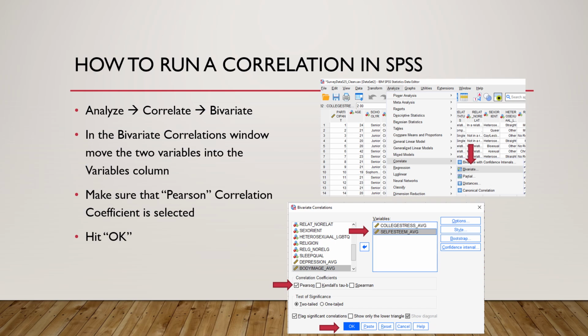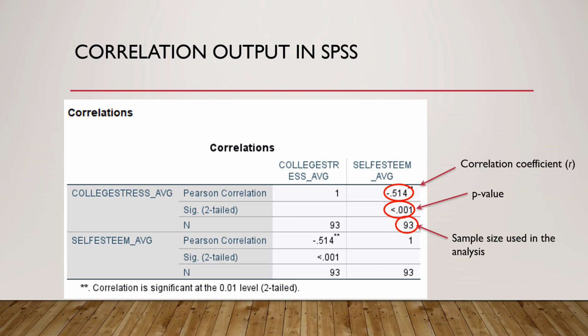You don't need to do any of the options, any of the style or bootstrap. You have what you need. And once the OK is clicked, it's going to take you to your correlation output. Make sure you are going to your output window for this. Sometimes it pops up on a new screen or it pops up behind the scenes. Just go ahead and navigate to the output. And it should look something like this.